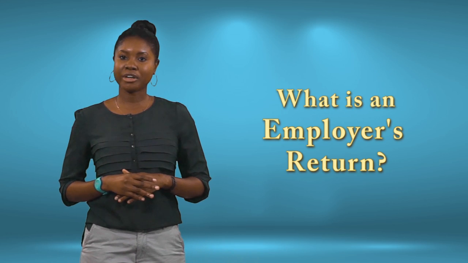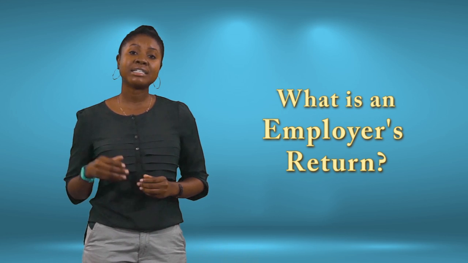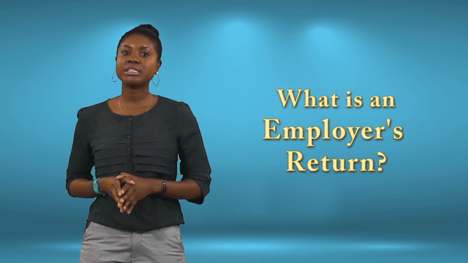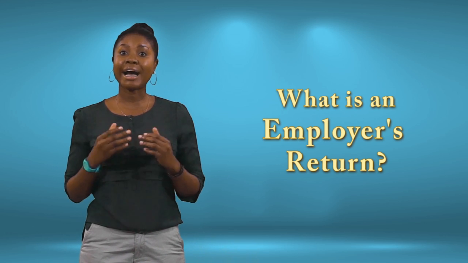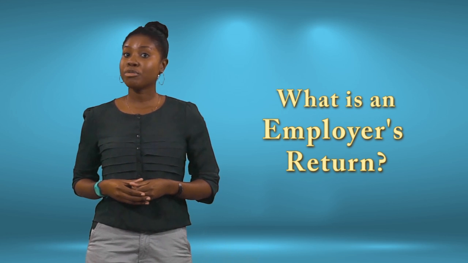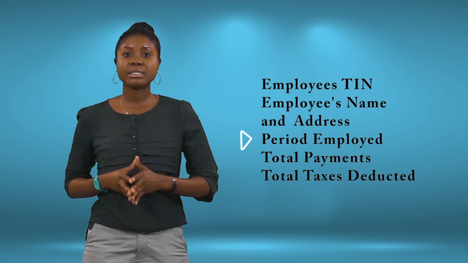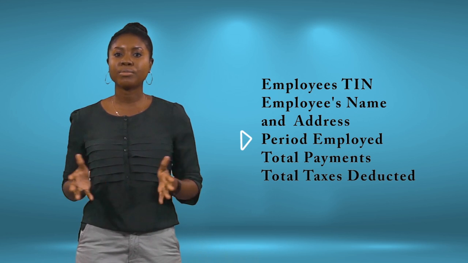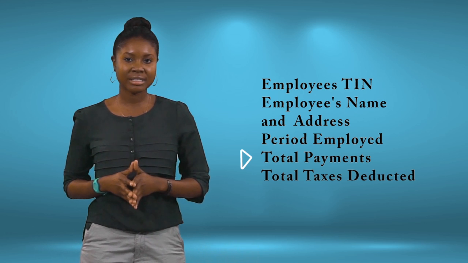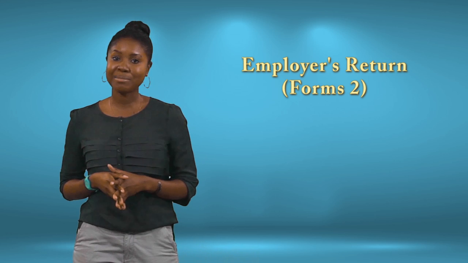Firstly, what is an employer's return or Form 2? The Form 2 is a return submitted by employers indicating the number of persons employed by them. That means each employer is required to submit an employer's return or Form 2 annually and provide the following information for each employee employed in the previous year: employee's TIN, employee's name and address, number of months employed, whether full-time or part-time employment, total payments including allowances, overtime, and other emoluments, total income tax deducted from wages and salaries. Whew, well, that was a mouthful.